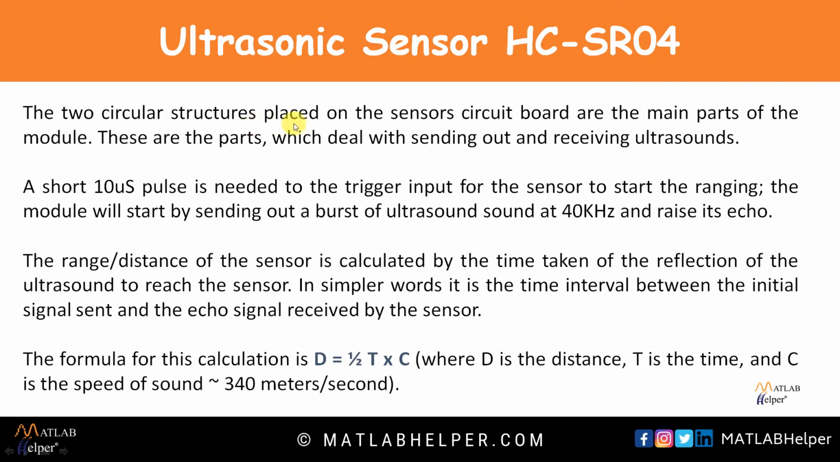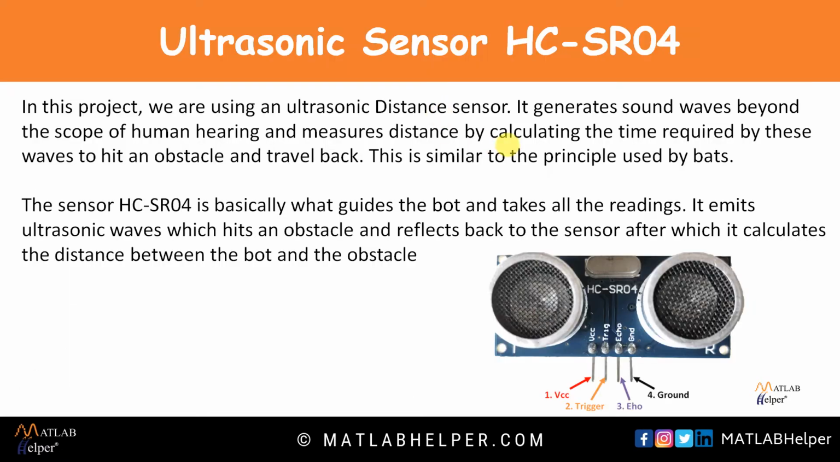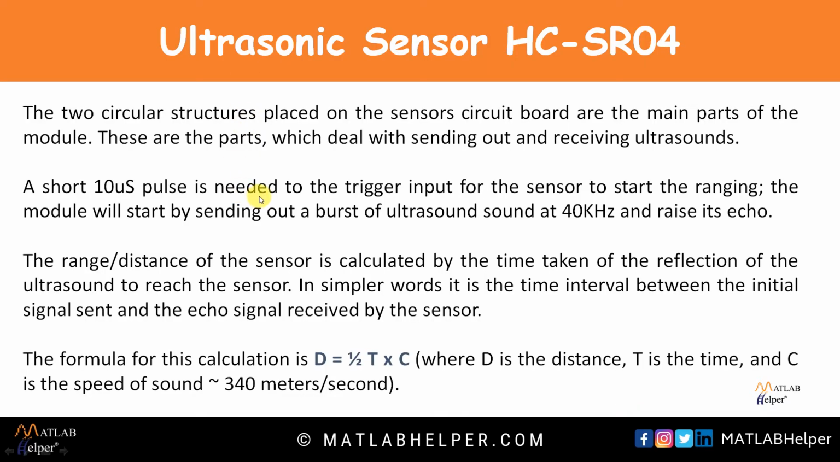So there are two circular structures placed on the sensor circuit board that are the main parts of this module HCSR04. This part deals with sending and receiving ultrasonic sound waves. So let me show you that. So I was talking about these two circular modules. This is an emitter and this is a receiver. This is the main part of the ultrasonic sensor.